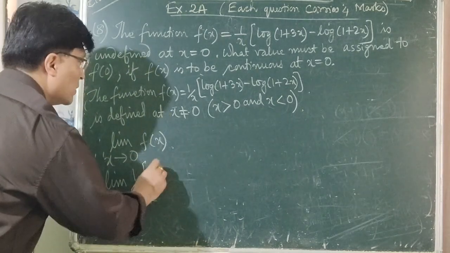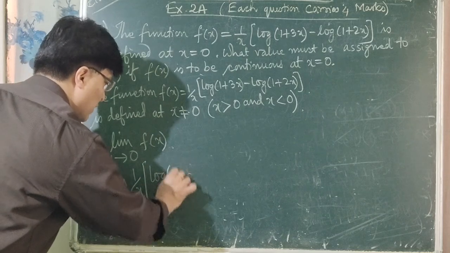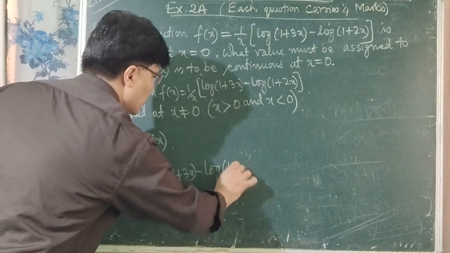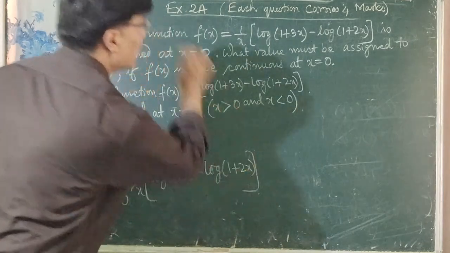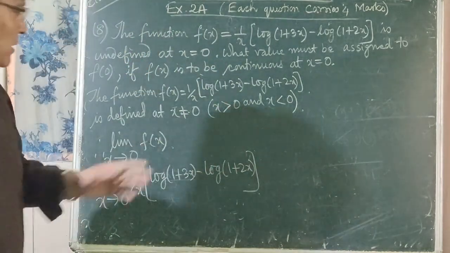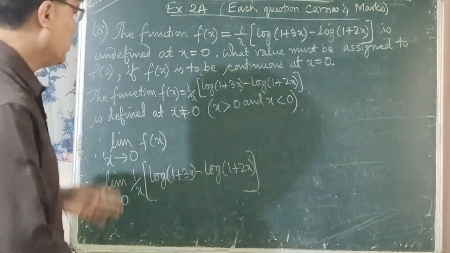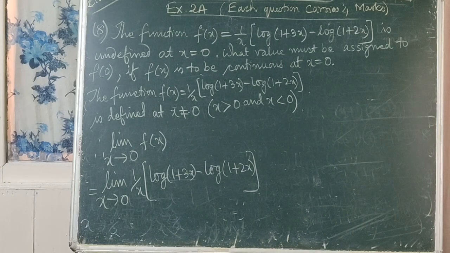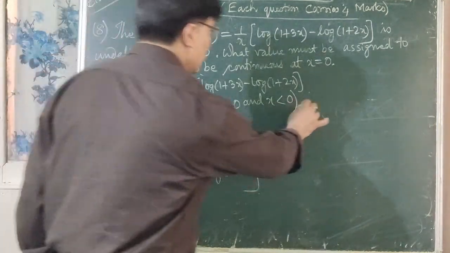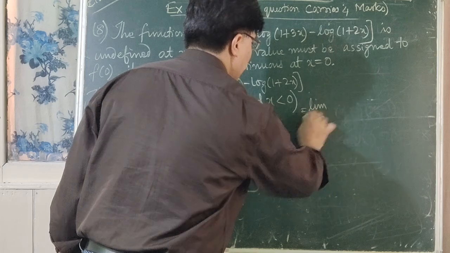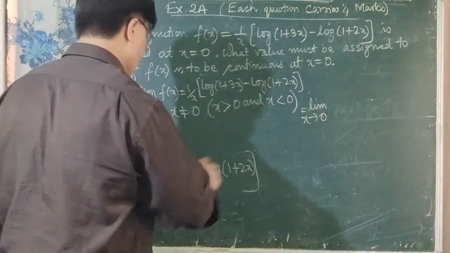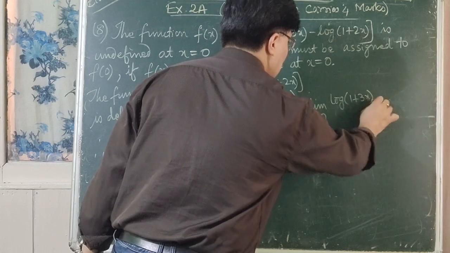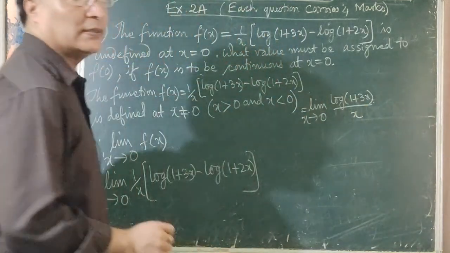1 upon x within the third bracket, it is log of 1 plus 3x minus log of 1 plus 2x. Is that clear? Now multiply by 1 by x out there, and you can separate the limit also, isn't it? So you can separate the limit out here, which is equal to limit x tends to 0 log of 1 plus 3x divided by x, right?